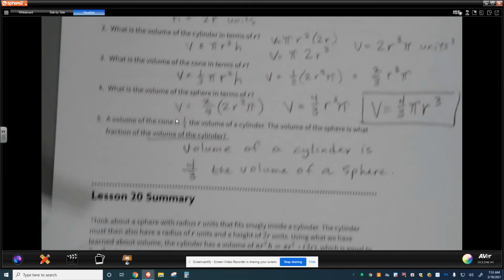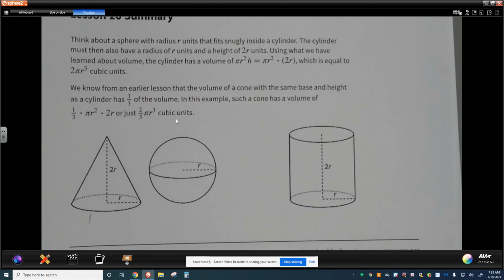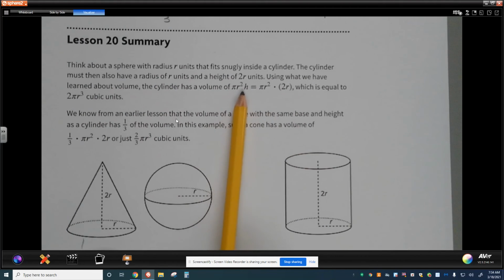Okay, that does it for our lesson. The whole point of today's lesson was to discover the volume formula for a sphere. So think about a sphere with the radius of r units that fits snugly inside that cylinder. The cylinder must also have the exact same radius and a height that's twice as tall as the radius. Using what we've learned about volume, a cylinder has a volume of pi times the radius squared times the height.